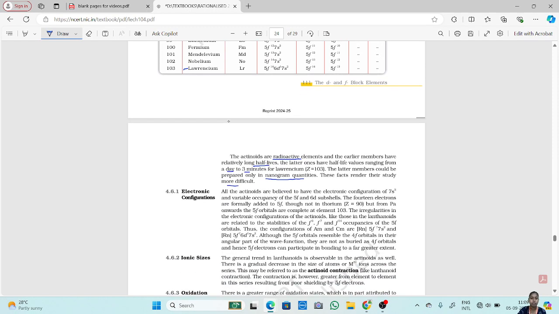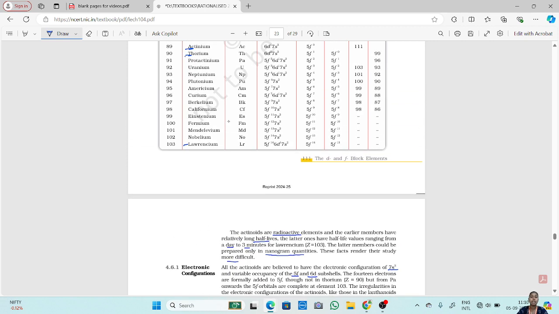Now, the electronic configuration: all the actinides are believed to have the electronic configuration 7s2. So they have a common 7s2 filling up, and variable occupancies of 5f and 6d. Here 7s2 is completely fixed. Every element will have a 7s2. The variable occupancies are of 5f and 6d.